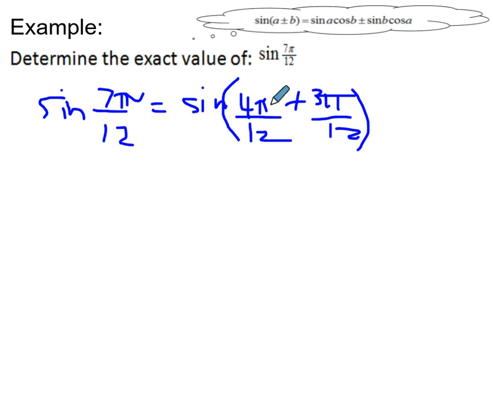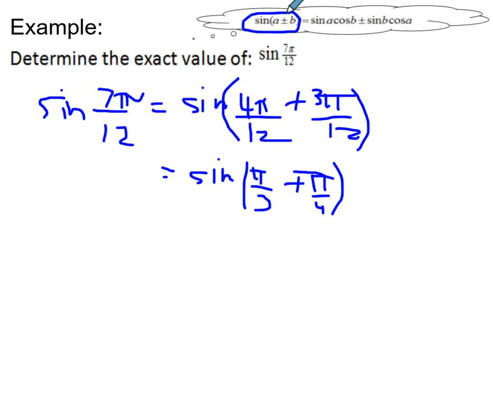And this we can simplify. So it gives us sine of pi over 3 plus pi over 4. And then you can use the formula up here. If we want to add two sines, we're going to do sine of the first one, cosine of the second one, plus sine of the second one, cosine of the first one. So let's write that down here.